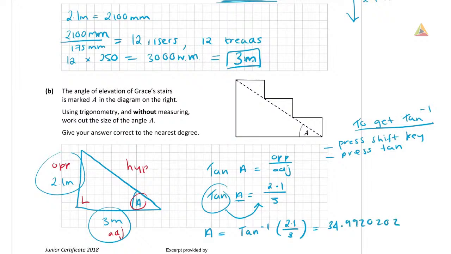You're going to get 34.9920202. Now you were asked to give your answer correct to the nearest degree, which means that you need to round all of this. You're looking at the digit here, the 9, so you're going to round that up. 34.9920202 is rounded to 35 degrees.